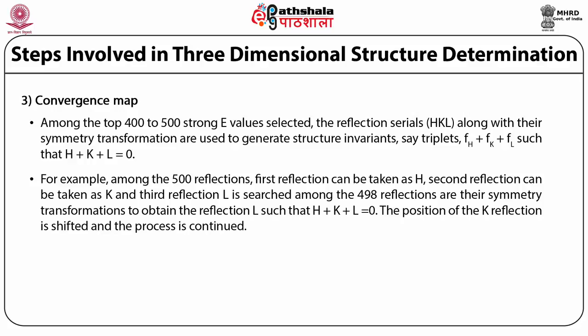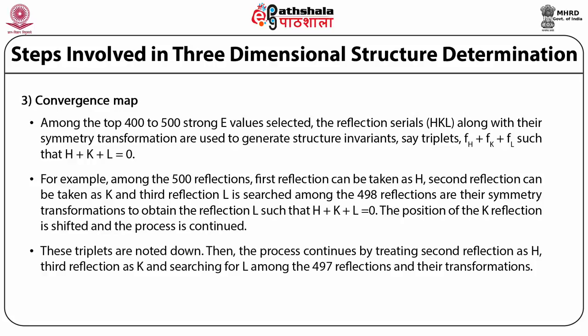As I told in the beginning, capital H, I mean a set of three indices H1, K1, L1 by capital K, H2, K2, L2 and capital L, H3, K3, L3. The position of the K reflection is then shifted and the process is continued. So this computation is very easy. These triplets were then noted down.